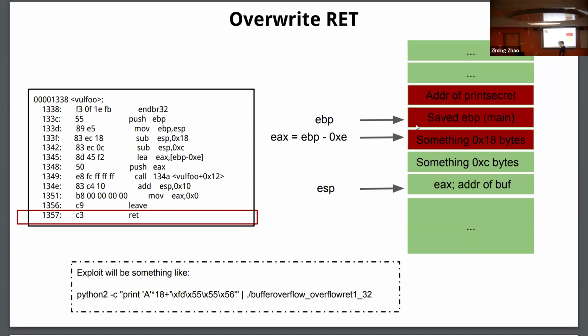So the exploit actually is very simple. It looks like this. We use Python 2, like I said, because the syntax is easier. We print a garbage character for 18 bytes. Now you get why we have 18 bytes, right? 14 bytes of buffer and 4 bytes of saved EBP. That's 18 bytes of garbage, whatever you put here. Then after that, you need 4 bytes of the address of the print secret function.